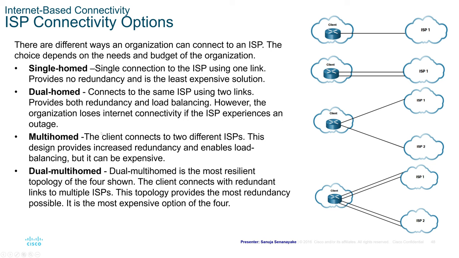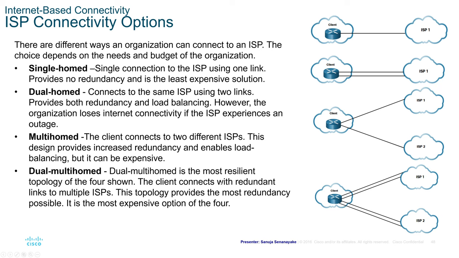Multi-homed is a situation where the client connects to two different ISPs, and this design provides increased redundancy and enables load balancing between those two ISPs. However, it can be very expensive. So you are using two service providers. As I mentioned previously, you can use Shaw Cable and Rogers, for example, to connect to your corporate network in Calgary. And what's going to happen is the Calgary corporate office now has two lines associated with two independent ISPs, Rogers and Shaw. If Shaw goes out, no problem, Rogers is there. If Rogers goes out, hopefully you will have Shaw there. So that's how multi-homed works. The next one is called dual multi-homed.